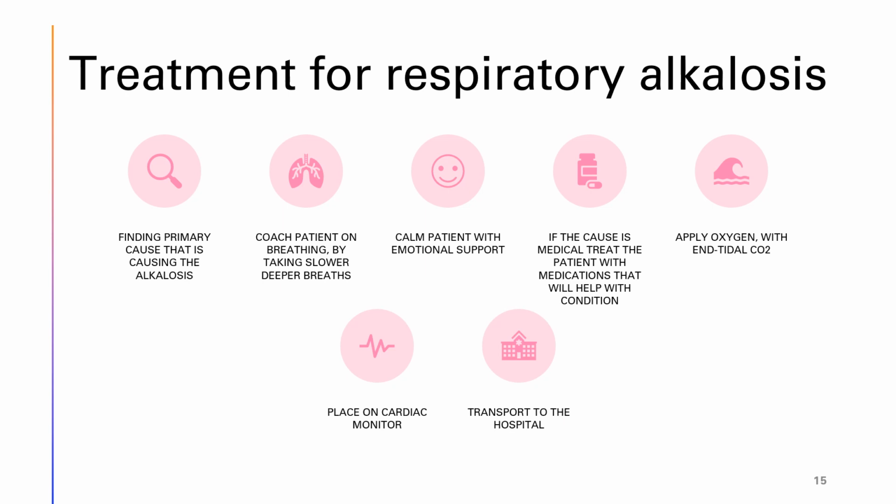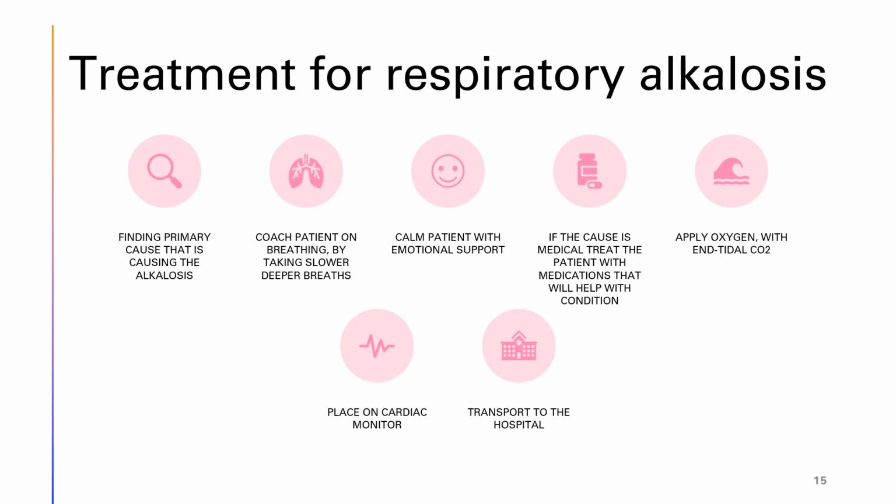The treatment for respiratory alkalosis is, first off, you really need to try to find the underlying cause of this. There's always an underlying cause. Coach your patient on breathing. Just tell them to take slower and deeper breaths. Breathe with them. Try to calm your patient and be empathetic and show that emotional support. A lot of the times that's all it takes to just get them to calm down. If the cause is medical, treat the patient with medications that will help with the condition.